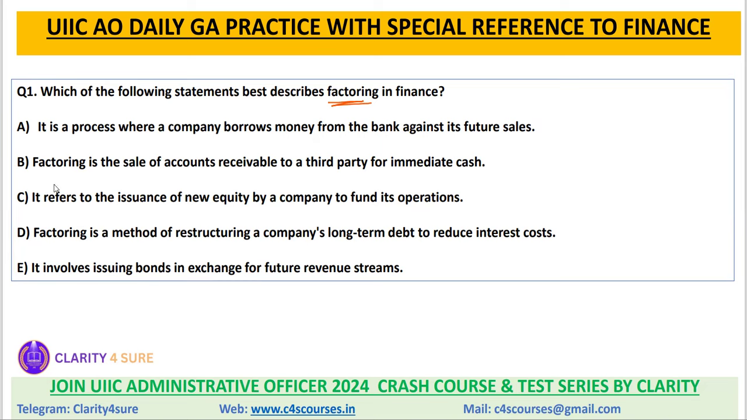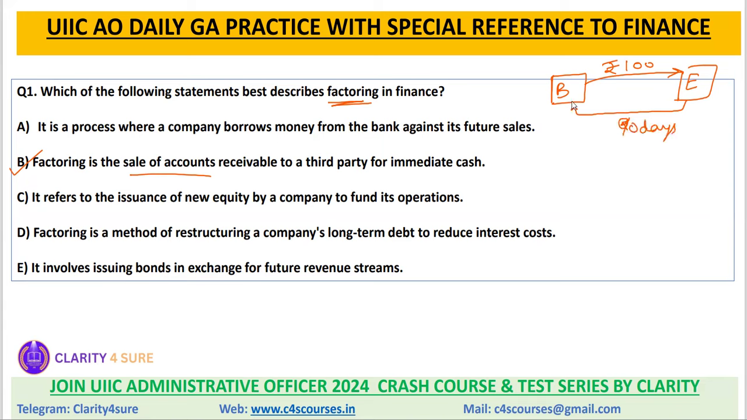Okay. So the answer for this question is B, that is, it is the sale of accounts receivable to a third party for immediate cash. So what happens is, if there is a business and this business makes a certain sale to this entity. Let's suppose the cost of sale was 100 rupees, and now according to the conditions of the deal, this entity is required to pay the business the money in 90 days. Okay, so 90 days is the time period.